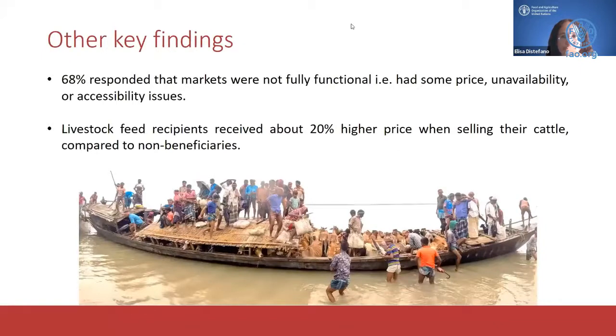Another important finding was that 68% of the respondents reported that their local markets, from where they source their inputs, food, and animal feed, were not fully functional during the flood. Also, the livestock feed recipients reported receiving 20% higher prices compared to their counterfactuals when selling their cattle.